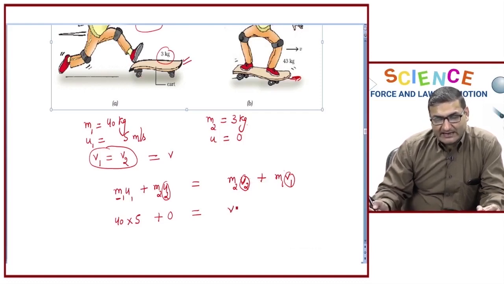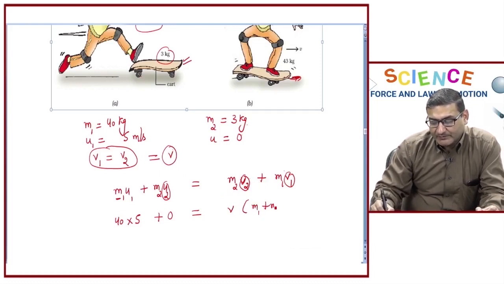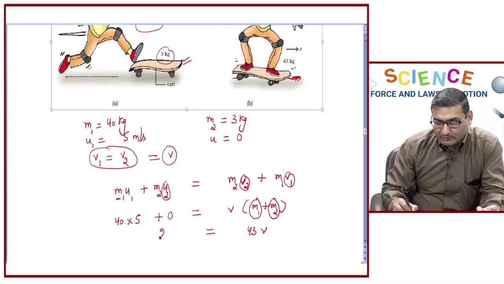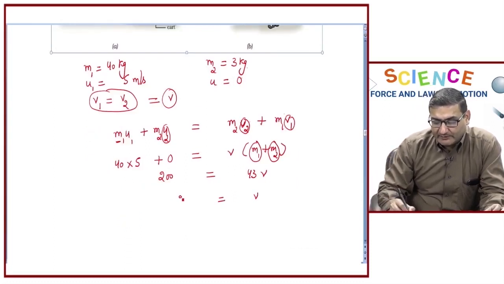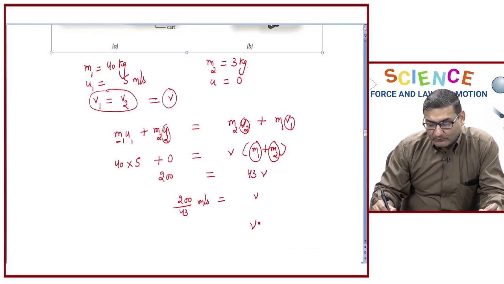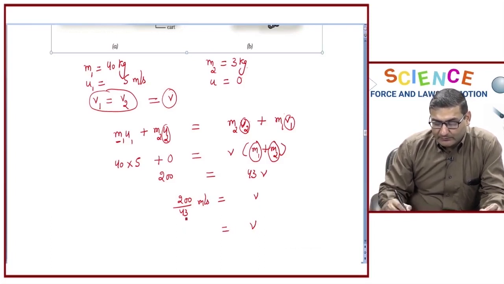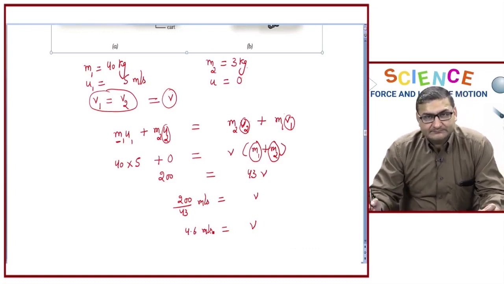So we will take this v as common, which we have represented by small v, and in the bracket we will get m1 plus m2, which is given to us to be 40 plus 3, that is 43 kilograms, multiplied by v. This comes out to be 200, right? So what will be v? v will be equal to 200 upon 43, of course, meters per second. So calculating it, we will get the answer to be approximately 4.6 meters per second.